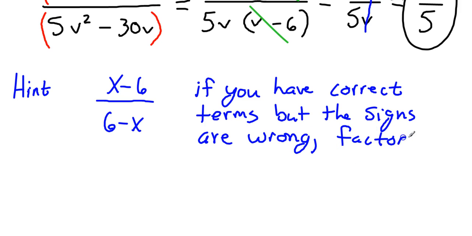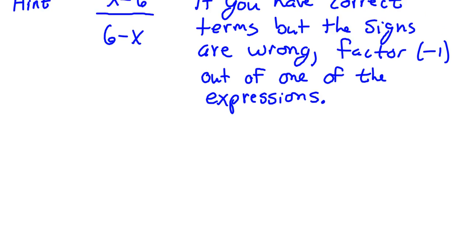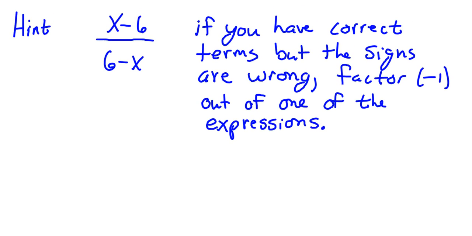All you need to do is factor a negative 1 out of one of the expressions. Okay, so for this one, because we're used to seeing the x first, and on the bottom part we've got the 6 first, let's take a negative 1 out of the bottom part. The top part we're going to leave the same. It's fine. It's x minus 6.